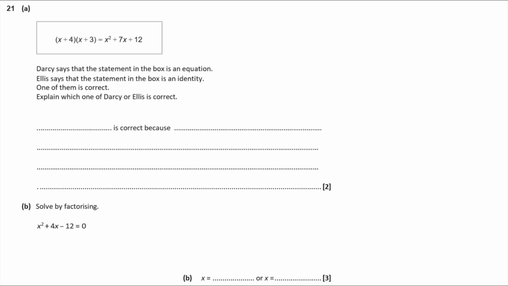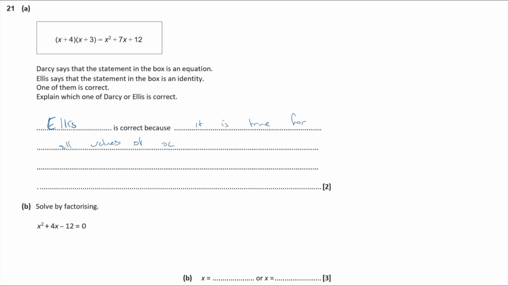Now, the difference between an equation and an identity is an equation is true for particular values of x, or for your unknown, but identities are true for all values. Now, in this case, (x plus 4)(x plus 3) is equal to x squared plus 7x plus 12 for all values of x. Okay, if you multiplied that out, you would get x squared plus 7x plus 12. If you then decided what the value of x was, then it would work no matter what values you put in. So I think that Ellis is correct. And the reason is because it is true for all values of x.